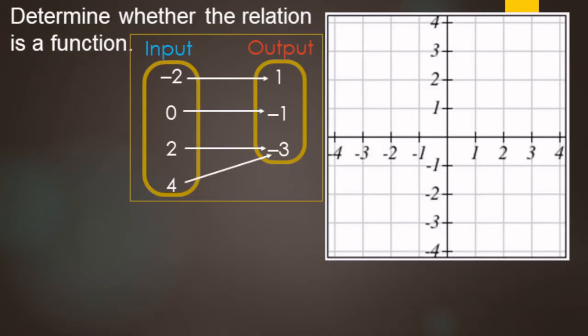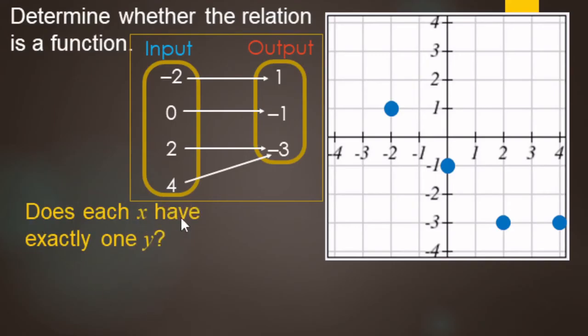So here we go. We're going to determine whether this relation is a function. We can put it on a graph if we want to look at it that way. So -2 goes to 1, 0 goes to -1, 0 on the x, -1 on the y-axis there. 2 goes to -3, and then 4 also goes to -3. So now we're asking ourselves a question, because remember functions, we want to make sure that each x goes to exactly one y, and does that happen?